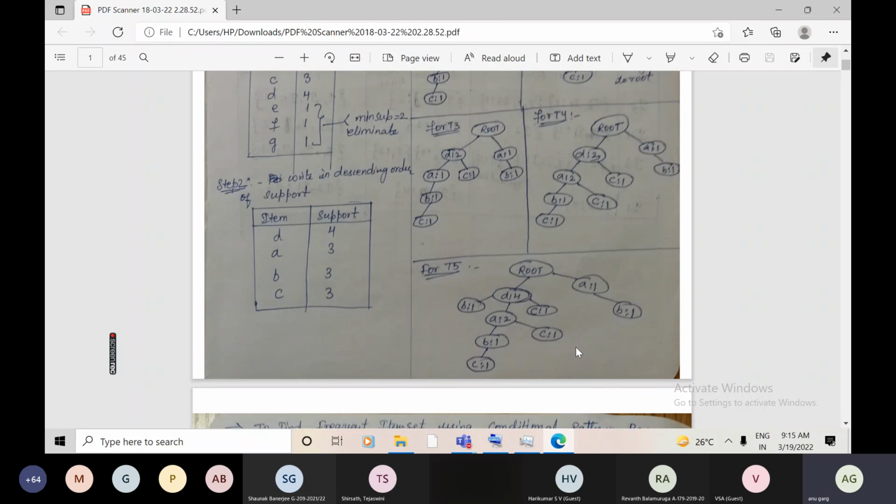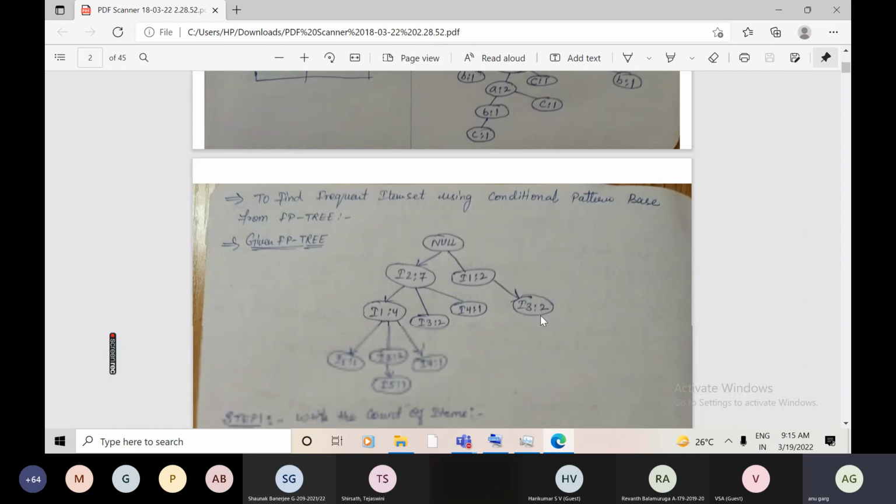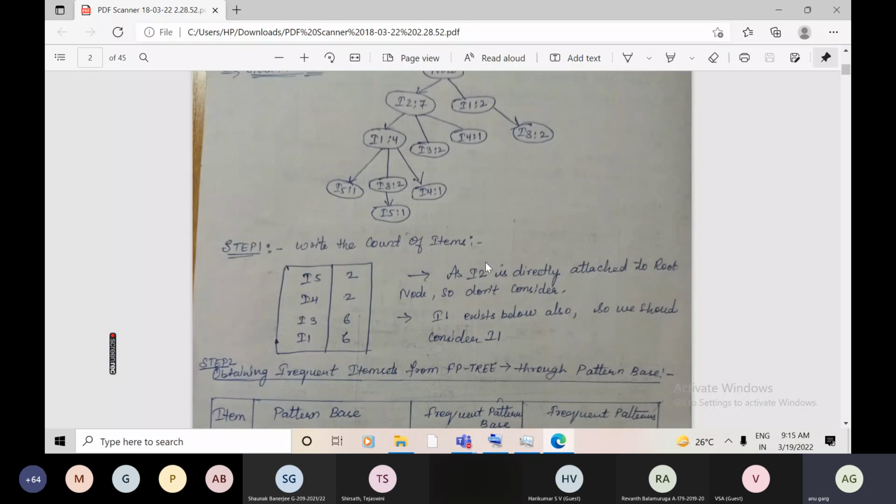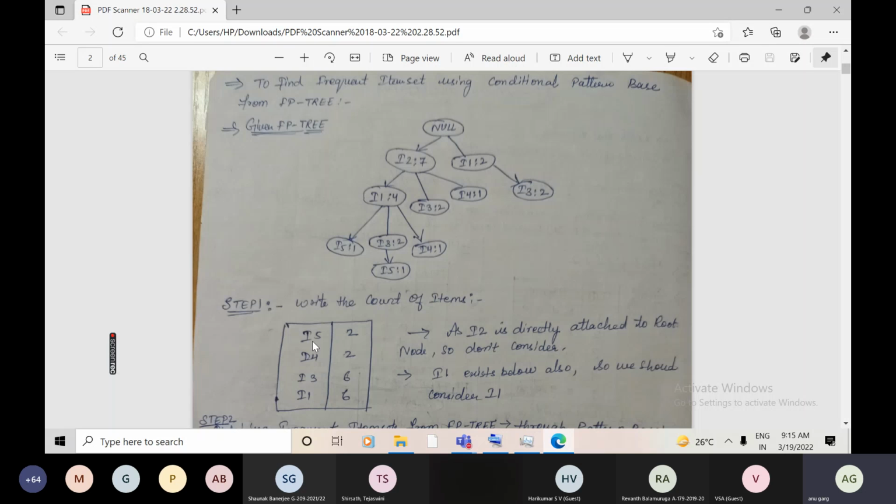Now we'll see from the FP tree how you mine the frequent patterns. This was very simple, so I have taken a slightly more complicated FP tree. From this FP tree, how do we find the frequent item sets? That method is called using conditional pattern base. First, write your elements, what are all the elements and what is their count from this FP tree? Start from the leaf nodes. We have in the leaf node I5, then I4, then I3, and then we can take the internal ones.